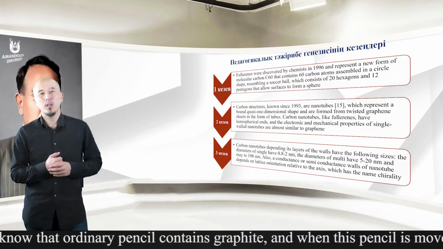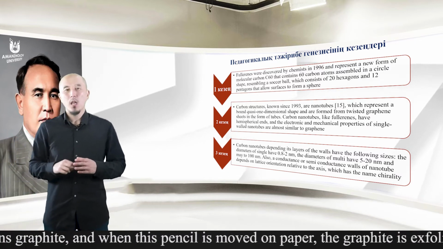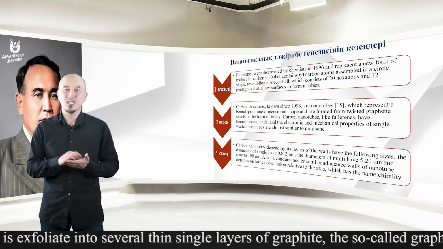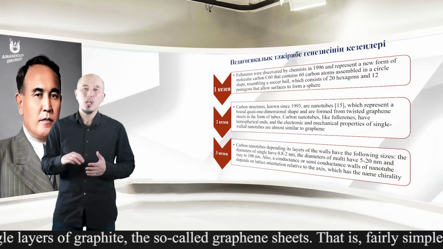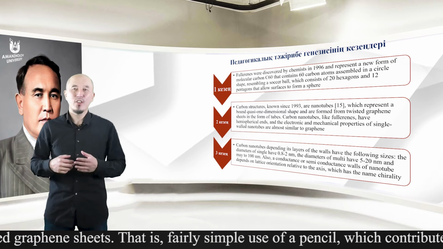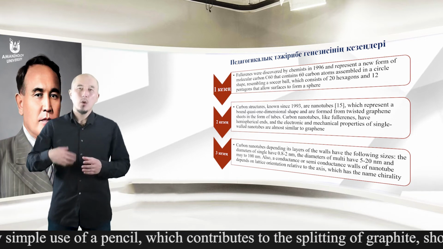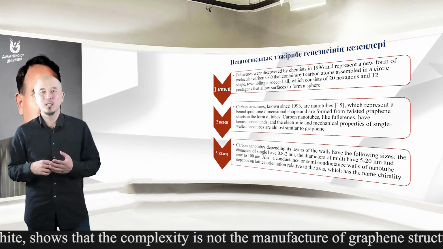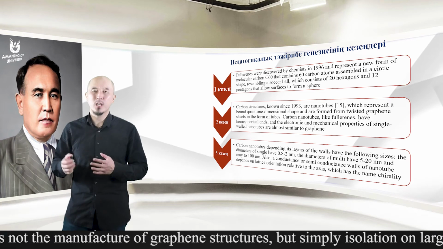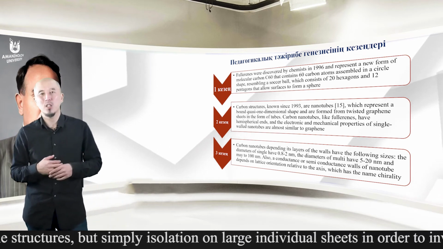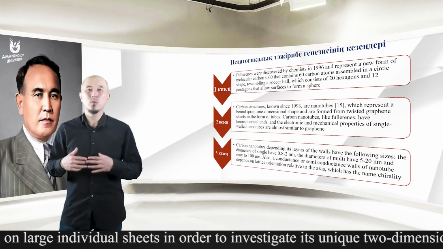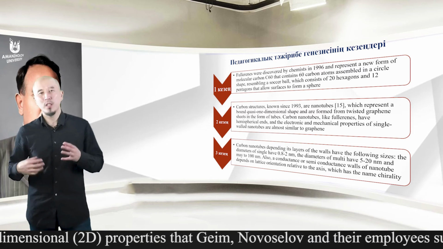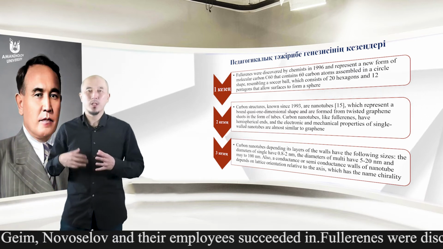We know that an ordinary pencil contains graphite, and when the pencil is moved on paper, the graphite is exfoliated into several thin layers of graphite, the so-called graphene sheets. That is a fairly simple use of a pencil, which contributes to the splitting of graphite. Graphite shows that the complexity is not the manufacture of graphene structures, but simply the isolation of large individual sheets in order to investigate its unique two-dimensional properties, in which Geim, Novoselov, and their coworkers succeeded.